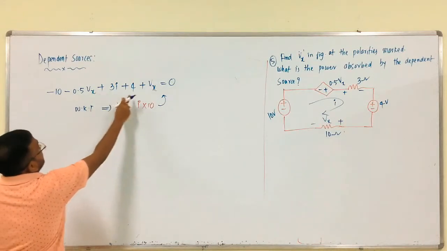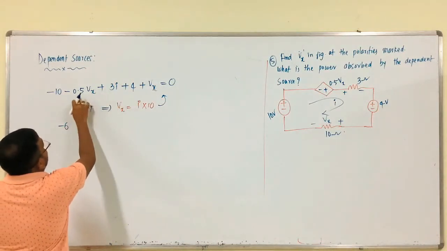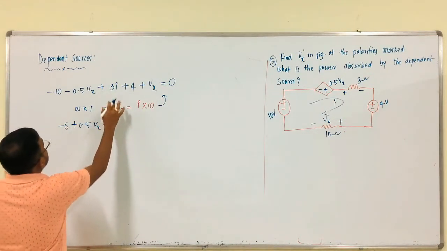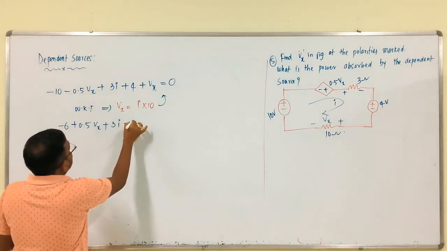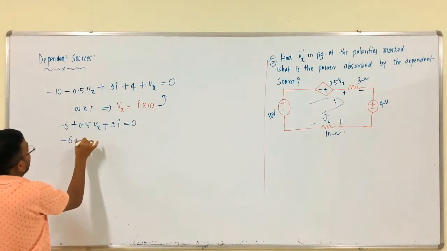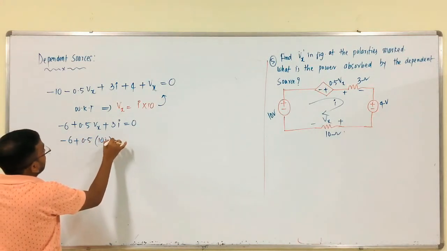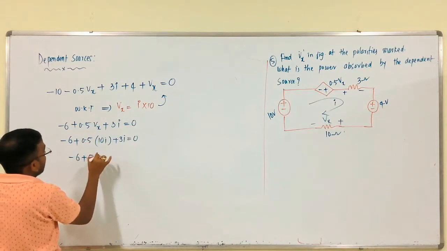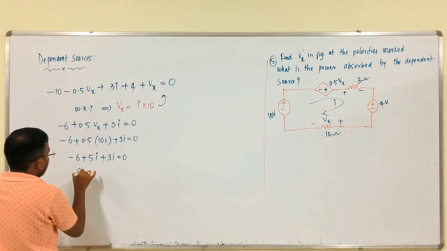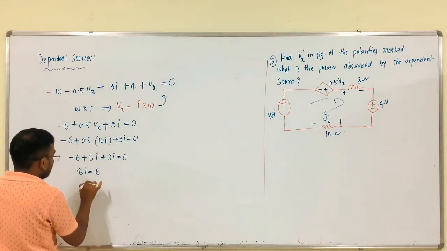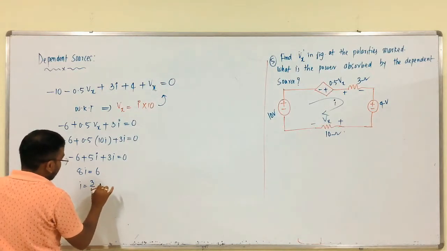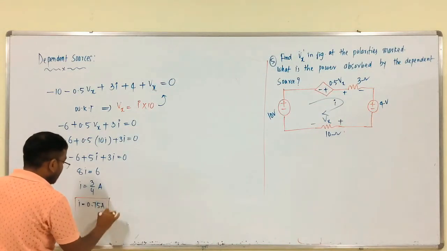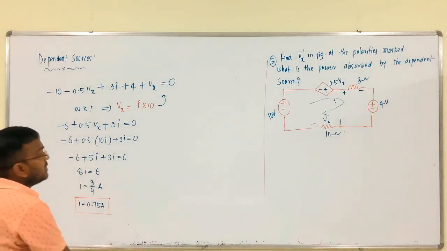Therefore, minus 10 plus 4, minus 6, minus 0.5 Vx plus Vx plus 0.5 Vx plus 3I, which is equals to 0. Then minus 6 plus 0.5, what is the value of Vx? 10I plus 3I equals to 0. Therefore, minus 6 plus 5I plus 3I is equals to 0. Therefore, 8I is equals to 6, I is equals to 3 by 4 amps, that is I is equals to 0.75 amperes. So, we have the current value, I is equals to 0.75 amps.